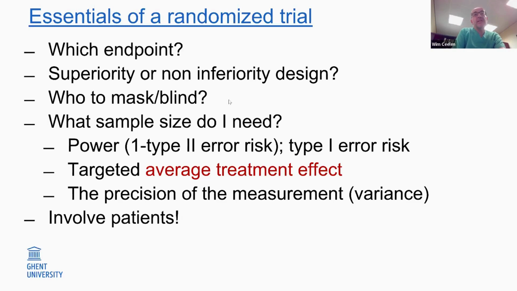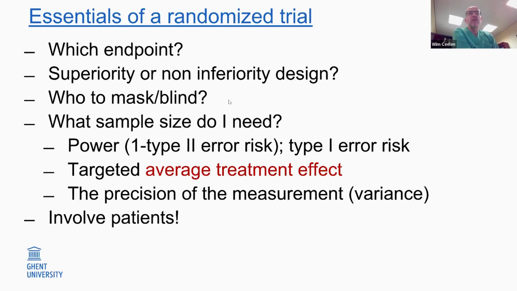And of course, it is possible and it's mandatory to at least mask the outcome assessors or the statistician for the treatment arm that the patient was assigned to. And then a very important aspect or methodological point is to calculate the sample size. And this is often neglected, but it's essential.